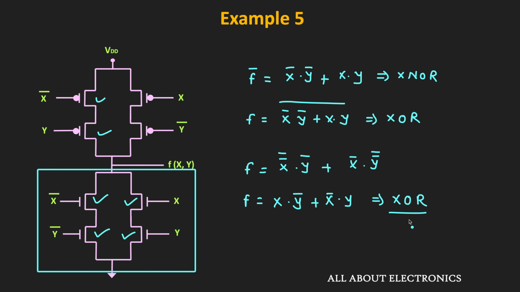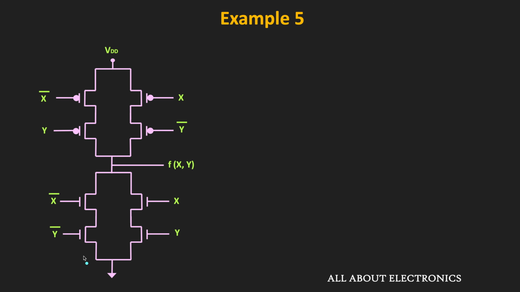So in this way, the logic function which is implemented by the given circuit is equal to the XOR function. So in the same circuit, if we just interchange the inputs for the NMOS and the PMOS network, then we can also implement the XNOR function. So now if you observe, the inputs for this PMOS network are X and Y as well as X bar and Y bar. On the other hand, the inputs for this NMOS network are X and Y bar as well as X bar and Y. So in this condition, now this circuit will work as the XNOR gate.